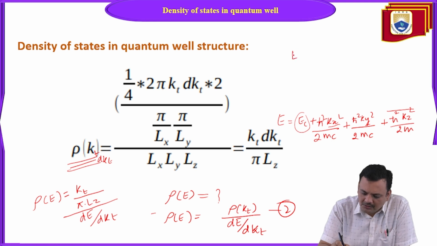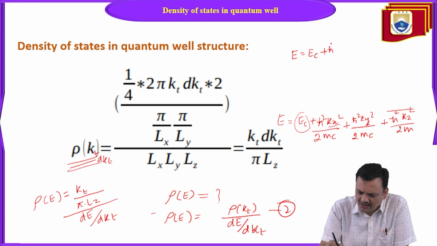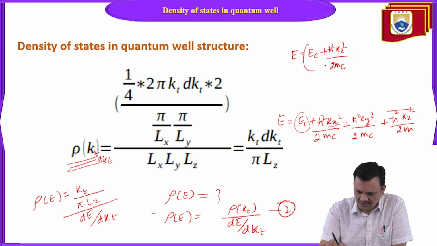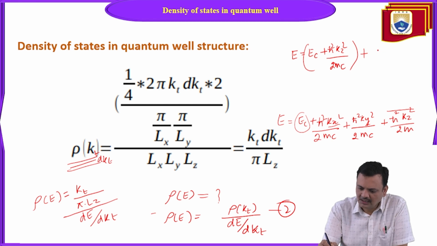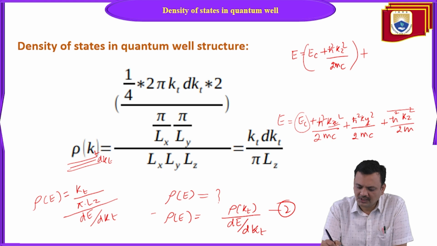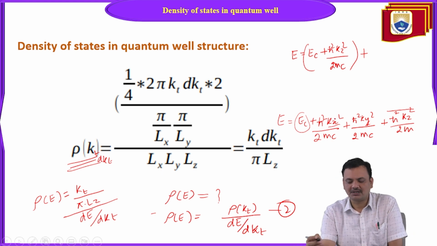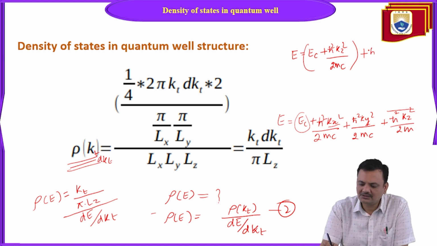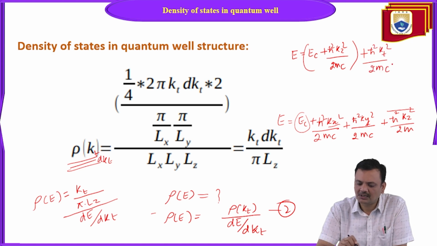E is equal to EC plus h cross square kz square upon 2mc. These two terms are constant, plus in terms of the transverse component, meaning x and y, you can write for x and y simultaneously kt, h cross square kt square upon 2mc. Now this is your constant.